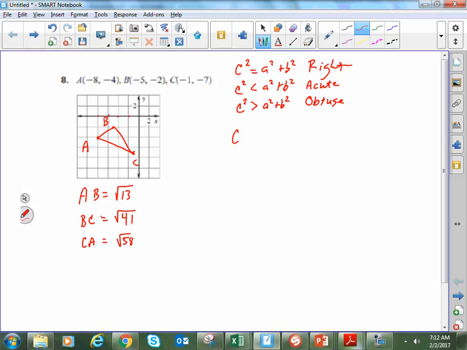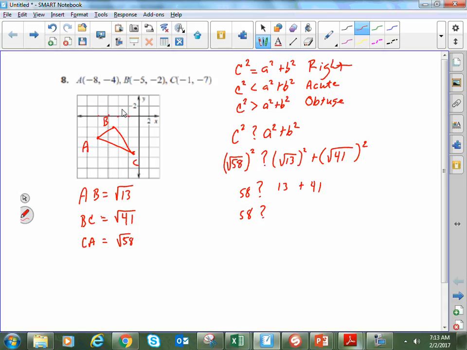So I'm going to say c squared compared with a squared plus b squared. I'm going to substitute the square root of 58 here, making sure on my calculator I put the entire radical in parentheses. And here I'm going to put the other two sides: the square root of 13 squared plus the square root of 41 squared. The square root of 58 squared is just 58. Same thing with radical 13 and radical 41: I'm just going to get 13 and 41 when I square those values. So on the left side, we just have 58.